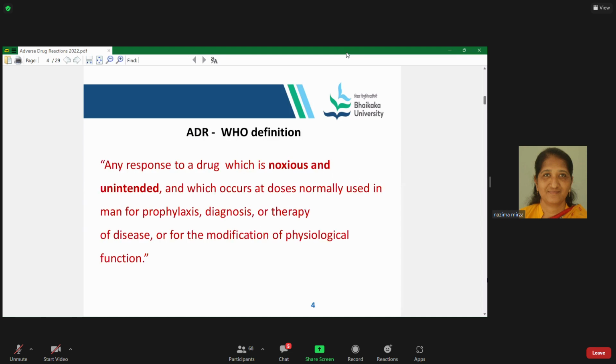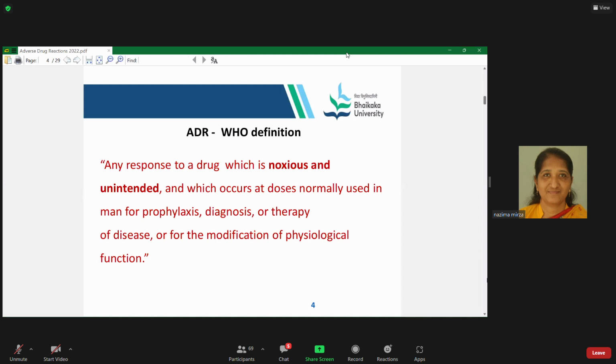So what is an ADR? Adverse drug reaction, according to WHO, is any response to a drug which is noxious and unintended. Remember, it is noxious and unintended, and it occurs at doses normally used in human beings. So it is in the therapeutic range, but still we are having some effect that we do not want.